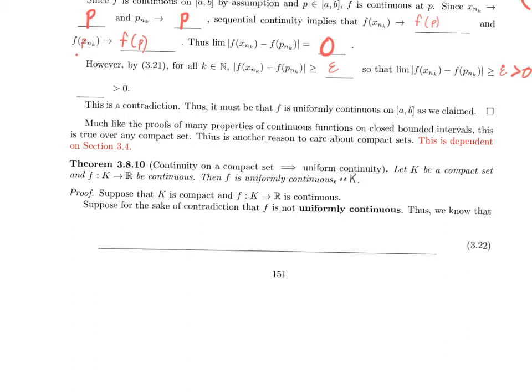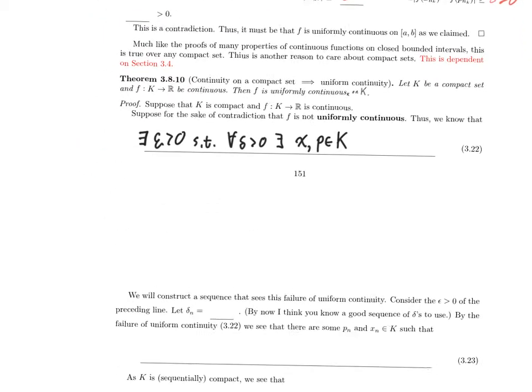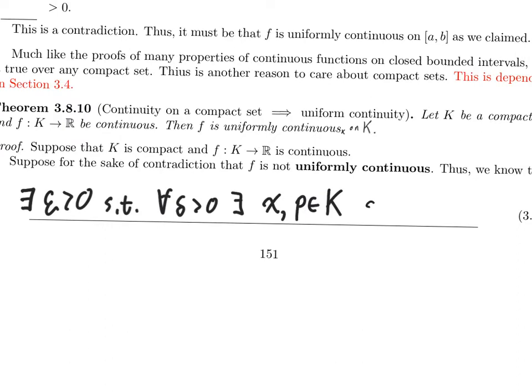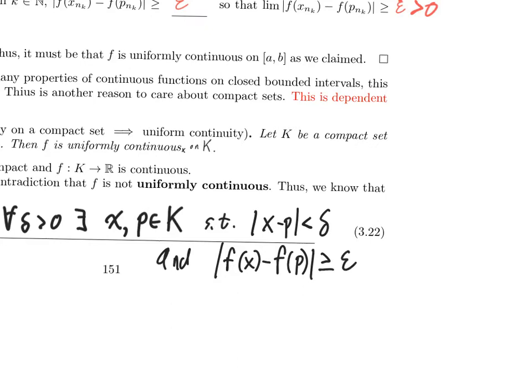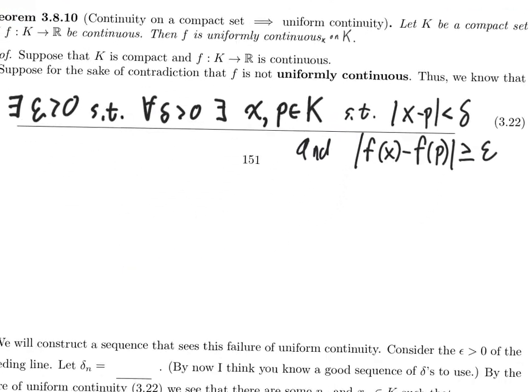Suppose for the sake of contradiction that f is not uniformly continuous. Then what do we know? We know that there exists a single epsilon greater than 0, right? This is just by negating the definition of uniform continuity, such that for every delta greater than 0, there exists some pair x and p in K, such that the absolute value of x minus p is less than delta, so x and p are really close to each other, but the absolute value of f(x) minus f(p) is greater than or equal to epsilon. So there's a bunch of inputs which get close to each other, for which the corresponding outputs don't get close.